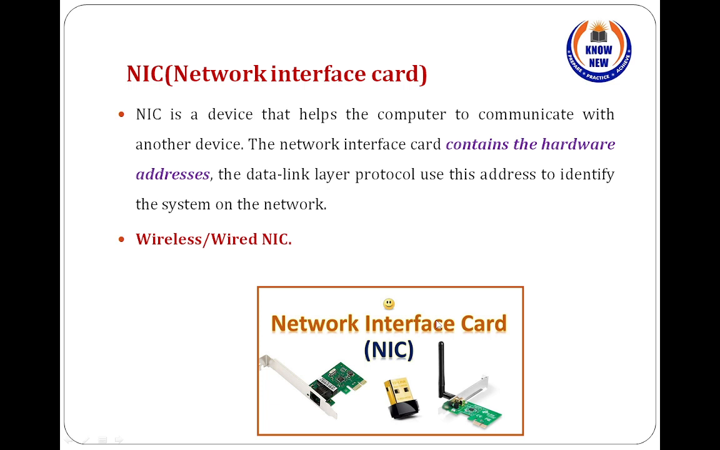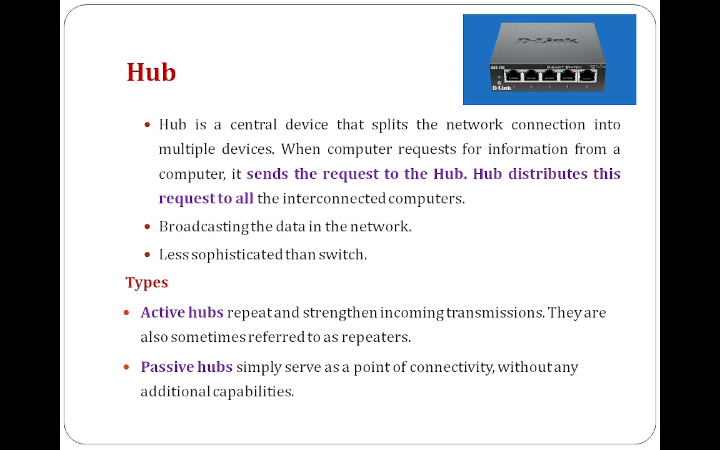Another important point is that the NIC is a device which helps the computer to communicate with another device. Another point is that the network interface card contains the hardware address, which we normally call the MAC or Ethernet address. The data link layer uses this address to identify the system on the network. As we have already discussed, it may be a wired NIC or a wireless network interface card. Now let us discuss the hub. Hub is one of the networking components.